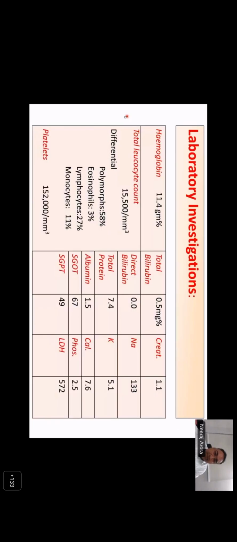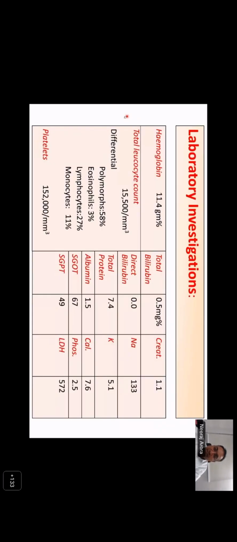Next slide. And on the lab evaluation, if you look at the various parameters, you see that hemoglobin was normal, 11.4. TLC was slightly high, 15,000 with 58% polymorphs, eosinophils, lymphocytes 27%, there were 11% monocytes, platelet count 1.5 lakh. The total bilirubin 0.5, total protein 7.4, albumin was on the lower side 1.5, SGOT, SGPT pretty normal, creatinine 1.1, sodium and potassium normal, and calcium normal, LDH 572.